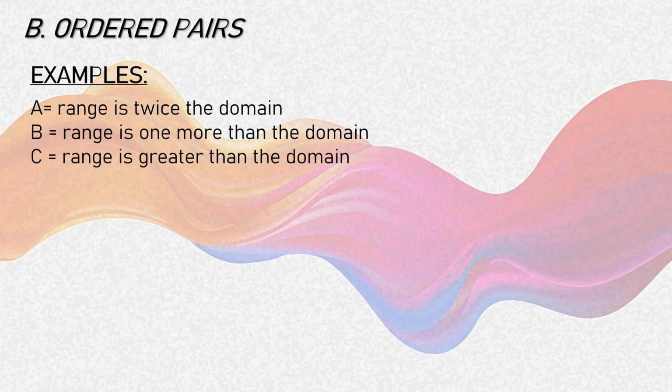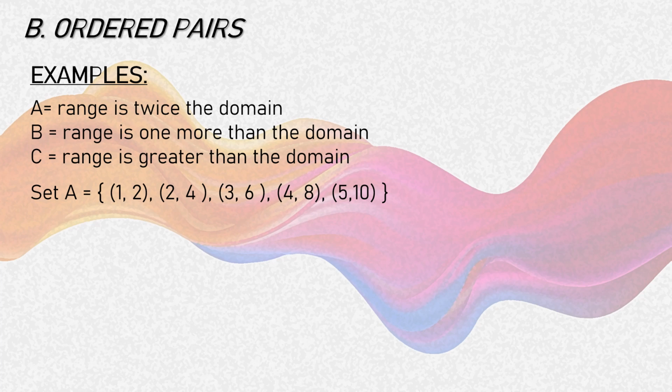Isulat na natin yung mga elements or ordered pairs dun sa set A. Sabi dyan, range is twice the domain. So, ibig sabihin, we will multiply or dodoblehin natin ang domain. So, we have the set A: (1, 2), (2, 4), (3, 6), (4, 8), and (5, 10).